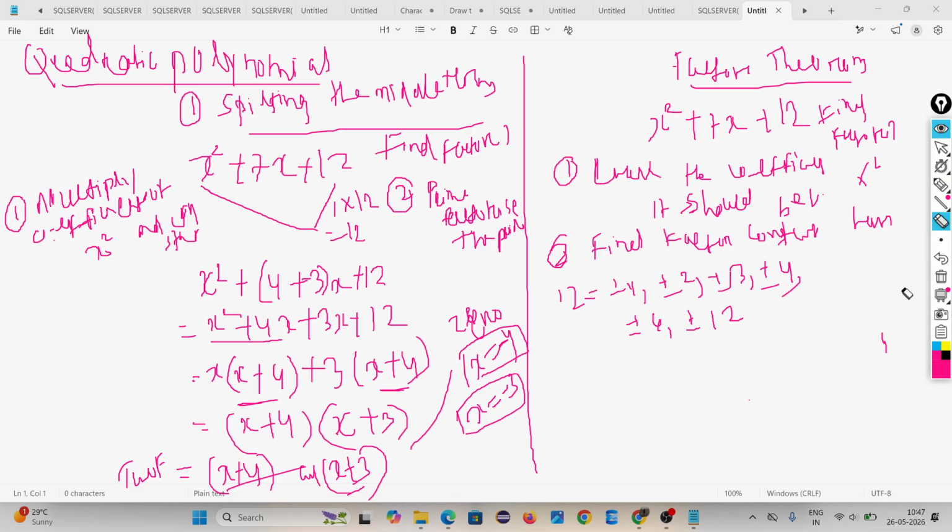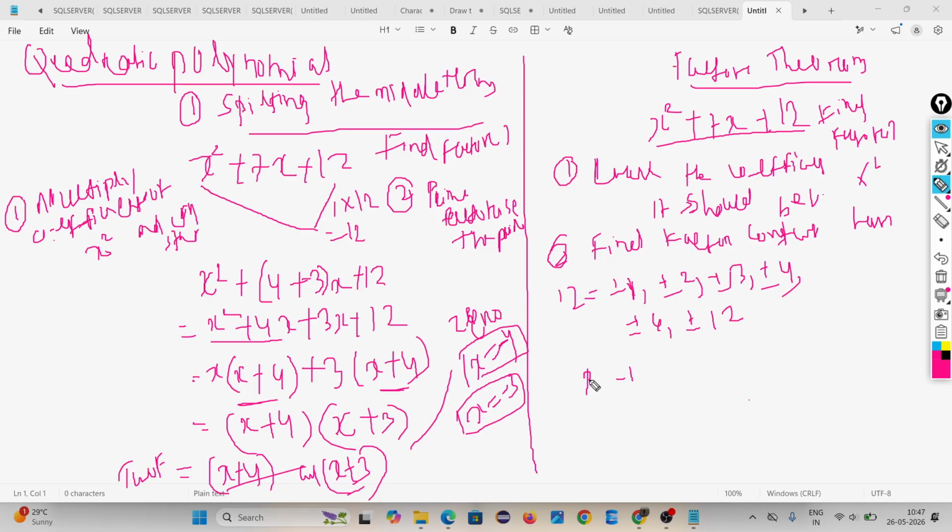Then the hit and trial method. Hit and trial method means put each value and check whether you are getting 0 or not. If you are getting 0, that is the factor. Suppose I am putting minus 1. Why am I not putting plus 1? Because your polynomial is all plus. If I put plus 1, is there any possibility I will get 0? No. That's why minus 1.